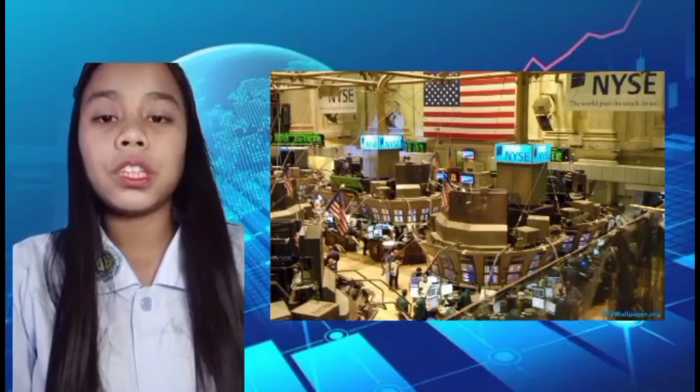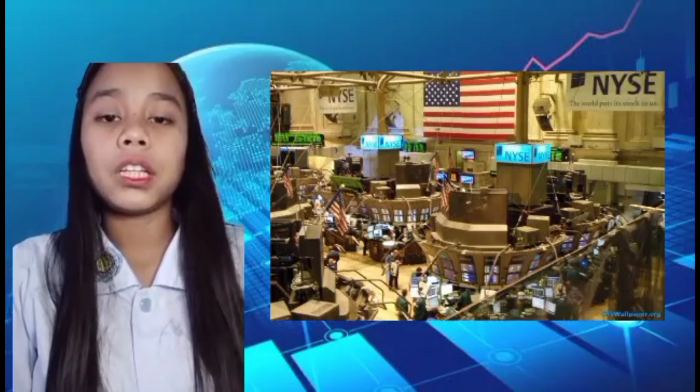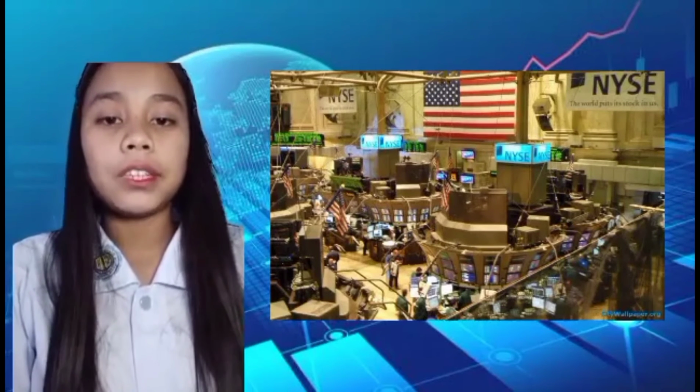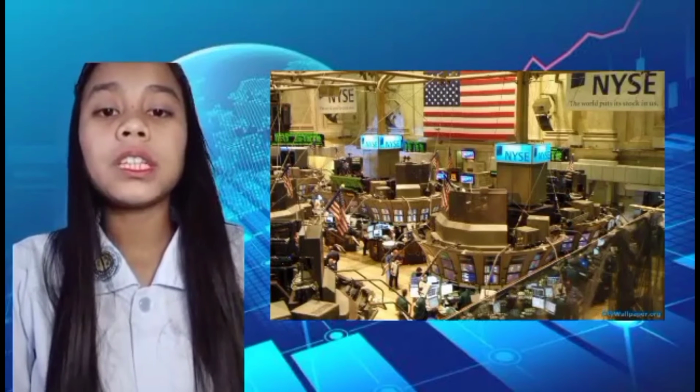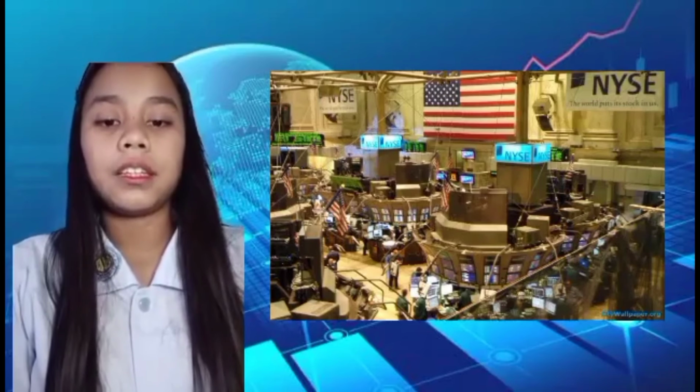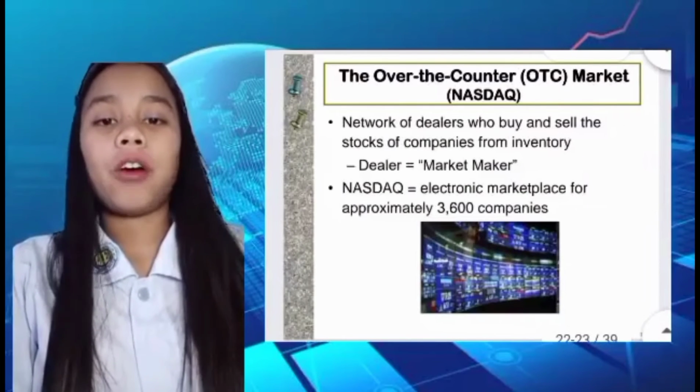Most of the transactions in NYSE occur electronically. A computer acts as a dealer, matching up buyers and sellers. Even the brokers and dealers get their information and trade electronically. Next is the over-the-counter market.